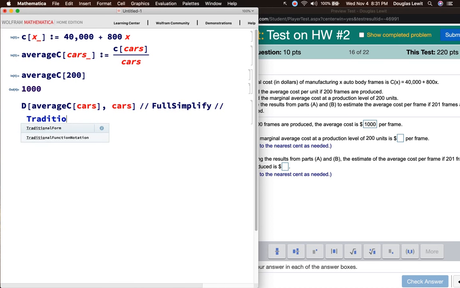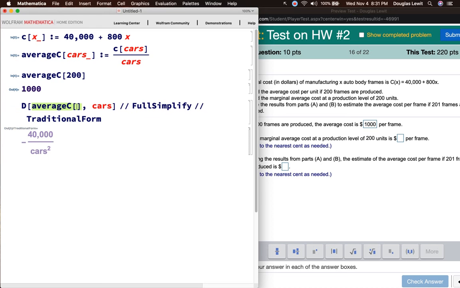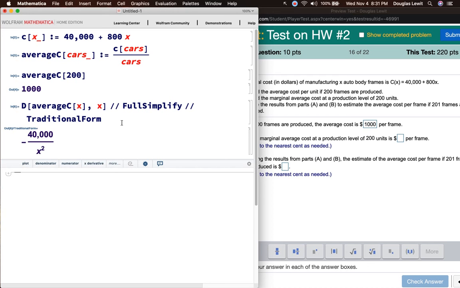Simplify and traditional form, Shift Enter. And indeed, the answer is the same thing. It's negative 40,000 divided by the variable squared. If I want to call the variable x, that's perfectly acceptable. I can do that too. Call it whatever is appropriate for the problem.